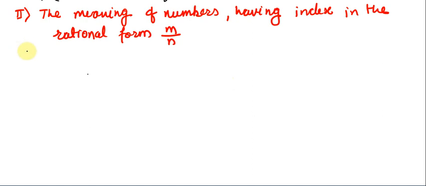Welcome friends. Today we will see the meaning of numbers having index in the rational form m by n.